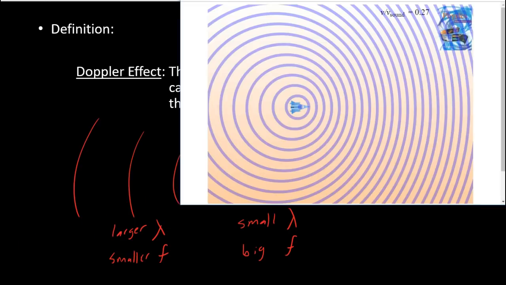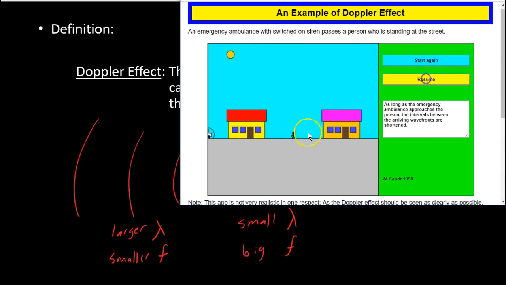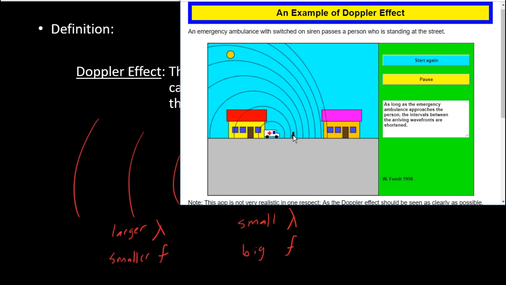I have another diagram to show you. Let me start again. Here's our person. Here comes an ambulance. Again, it's sending out those wave signals. And again, because the ambulance is moving in the same direction, these are getting bunched up. The person's actually kind of going to blink at the frequency of the waves. They're hearing the waves at a certain frequency.